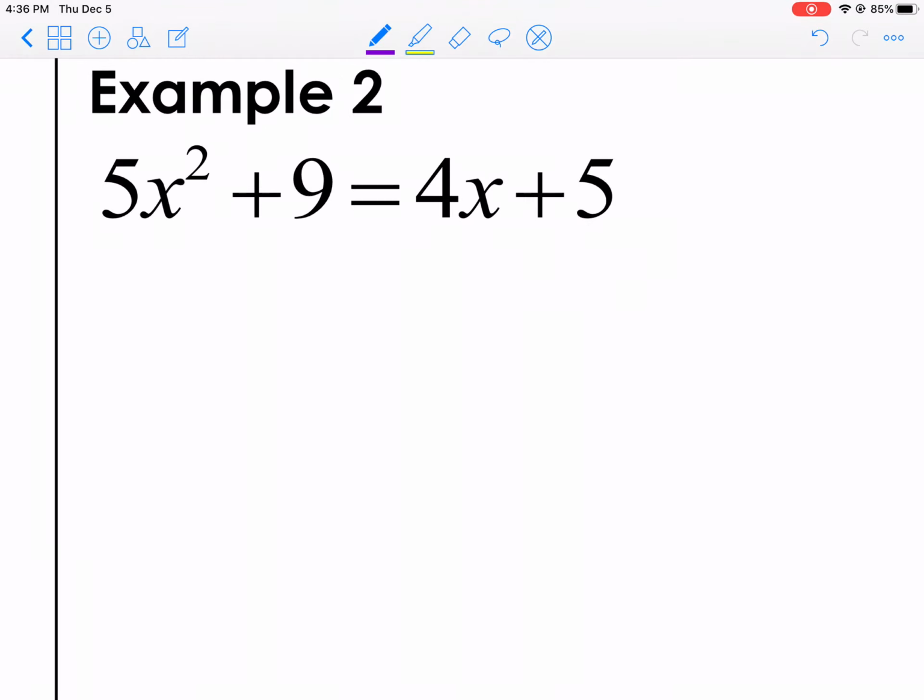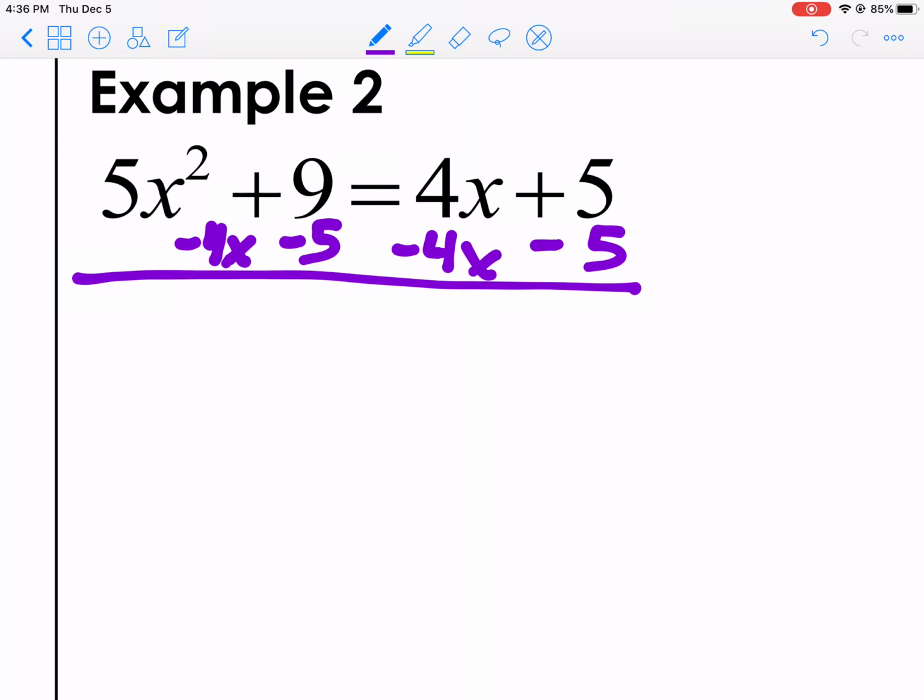Okay, example 2. This is not yet in standard form. So you may want to pause here for a second and see if you can move it into standard form. I'm going to subtract the 4x. Since this is quadratic and I don't have a linear term to subtract it from, I'm going to write it really small in the middle because I want it to go there. Then I do have a number 5 without a variable, so I'm going to subtract that from its like term, the 9 that doesn't have a variable.